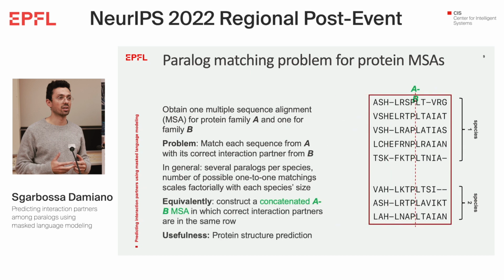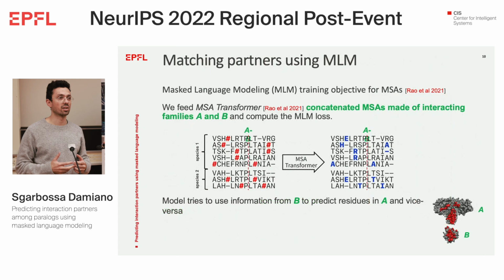Equivalently, we can describe this as constructing a concatenated multiple sequence alignment in which we concatenate family A and B together, such that in the same row you have the correct interaction partners. And the usefulness of all of this is that if you have an MSA like this, you can use it for protein structure prediction of complexes, which is quite a hard problem right now.